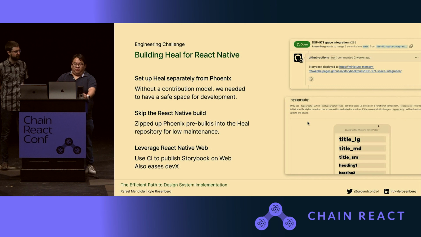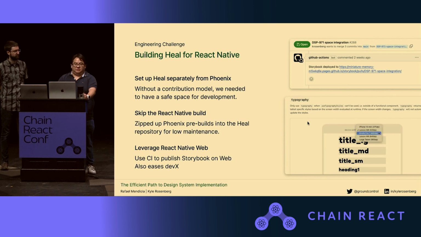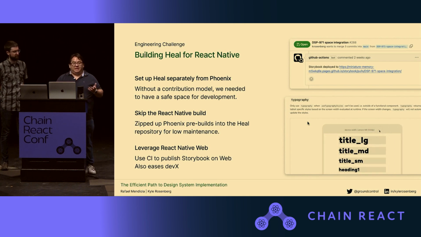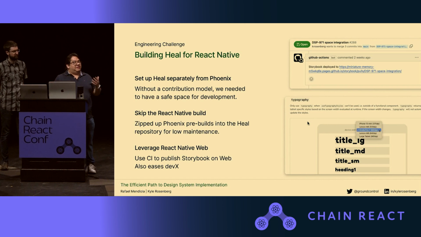We wanted to have a separate repo, but we didn't want to maintain another React Native application just to preview components. Instead, we created pre-builds of the Phoenix app by writing a script to zip up iOS and Android builds, and we used those pre-builds to develop Heal. Had we created a new React Native application for Heal, it would have been tedious to make sure that Heal and Phoenix are exactly synchronized.